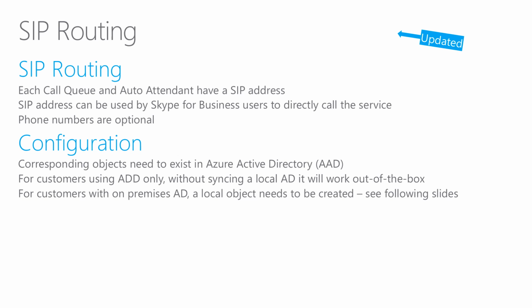This is especially helpful if you have multiple call queues and they only need to be reachable for internal users or directly from an auto attendant. That way, you only need to assign a service number to the auto attendant.